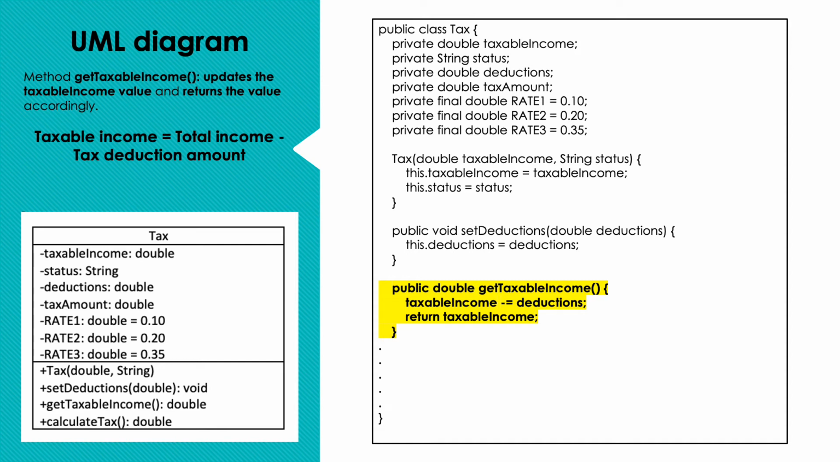The other method that we need to write is the getTaxableIncome. It says that it updates the taxable income value and returns the value accordingly. So we are given the way to calculate it by writing taxable income equal to total income minus tax deduction amount. So in our method, we would write public double getTaxableIncome, taxableIncome -= deductions, or you can write it as taxableIncome equal taxableIncome minus deductions. So those are just the same thing. And then because in this method it should return a double, it would return the taxableIncome.